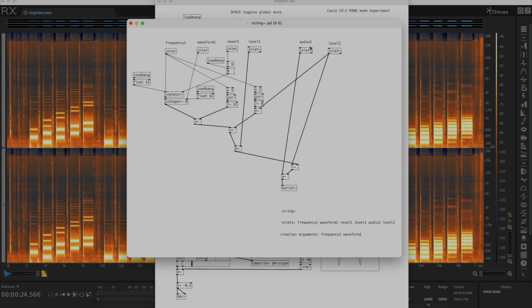Here on the right, the sound of oscillator 2 is coming in as audio, but separately the control voltage for the level. So the audio of oscillator 2 goes here, and that gets scaled by its own level, but also by the output of oscillator 1. So that's how the ring modulation happens.